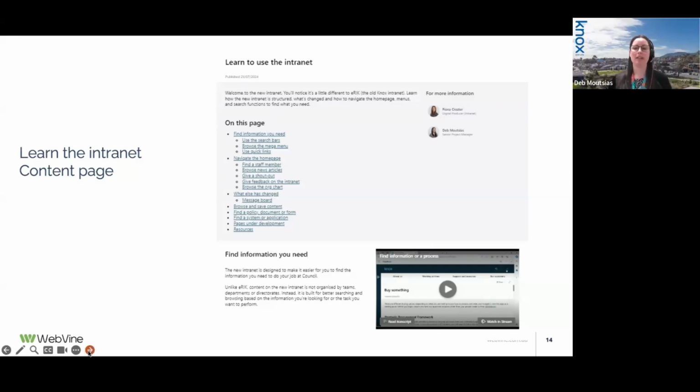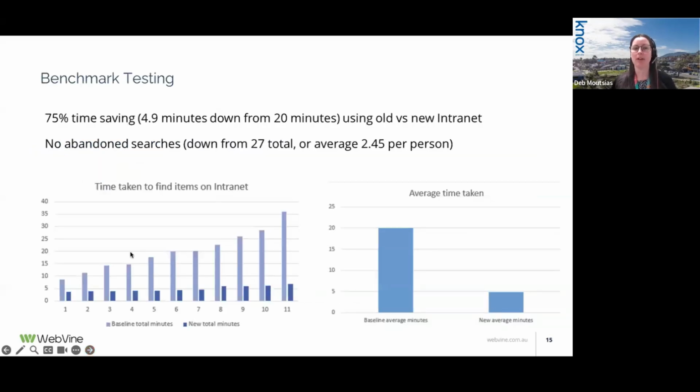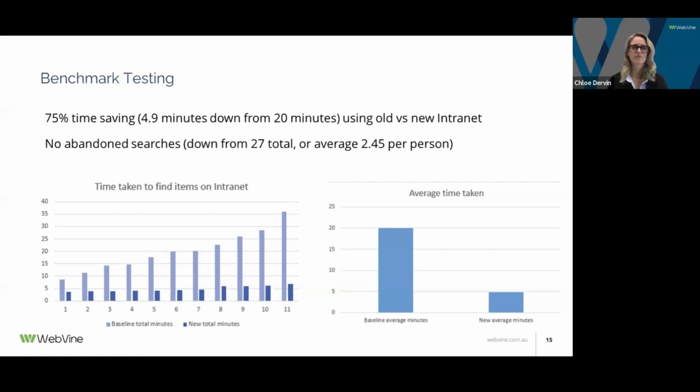Yeah, so probably the biggest objective measure we did is some baseline testing that we did very early on in the project. We gave a number of staff a list of forms and processes to find on the old intranet and asked them to time how long it took. We suggested 5 minutes as the max before they abandoned a search, and there were quite a few abandoned searches. And then we redid those tests during the pilot period and compared the results. So I have that up on screen now. You can see we found an amazing 75% improvement in the time spent.